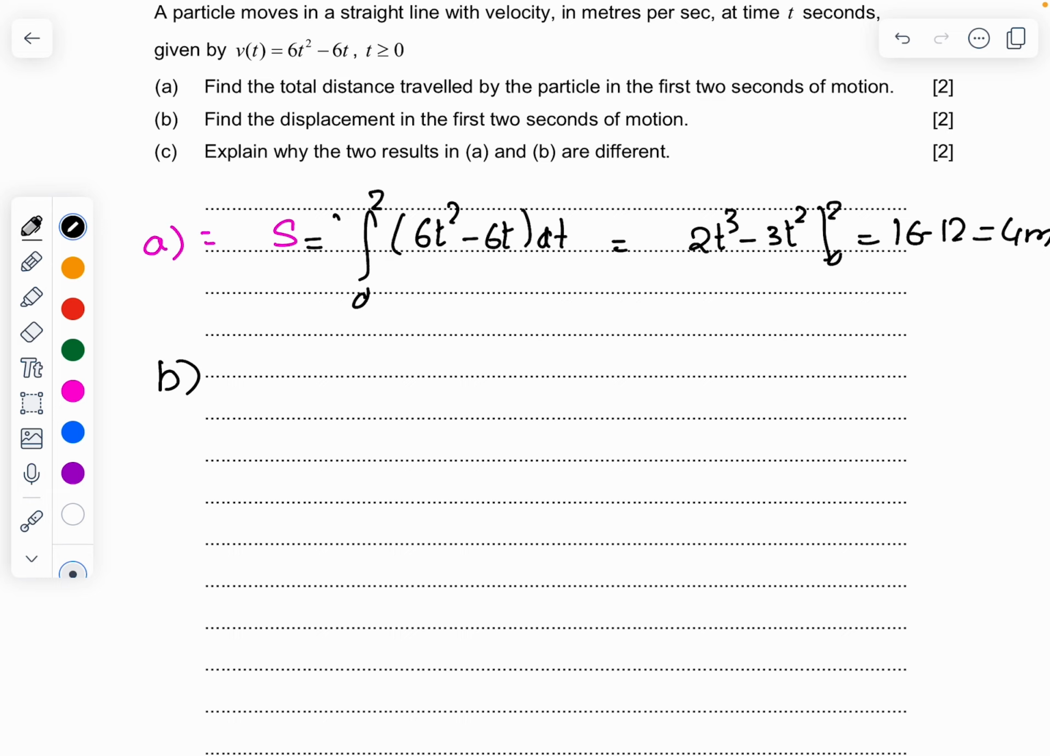Part A, total distance traveled in the first 2 seconds of the motion. So I have done part B, which asks for displacement. Now finding the distance. For calculating the distance, this is part A. What am I going to do? From 0 to 2, the absolute value of 6t square minus 6t dt, which gives me 6 meters.